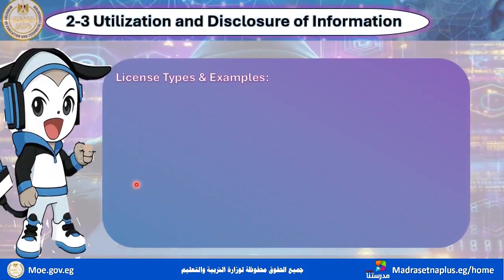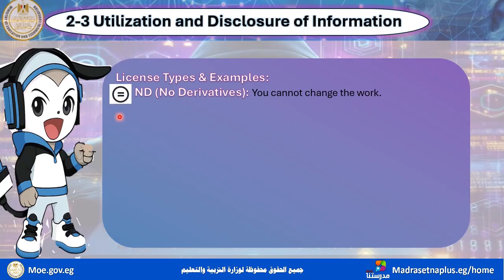Still with the license types and examples, we have ND now. It's no derivatives. No derivatives means you cannot change the work. And this is a sample for it. Whenever you find this sample, it means that the creator doesn't give you the permission to change his work. If you find this sample, it means don't change the work.